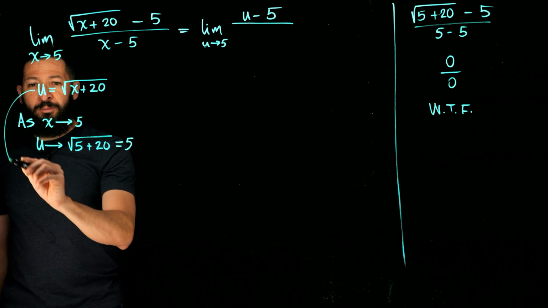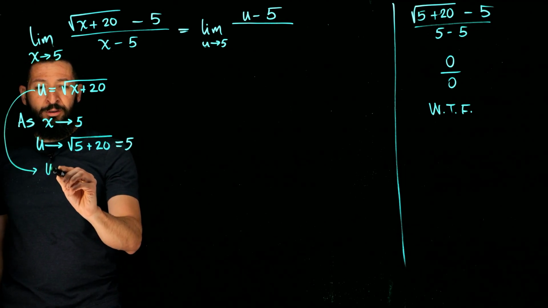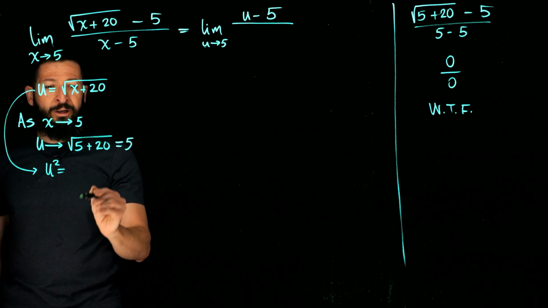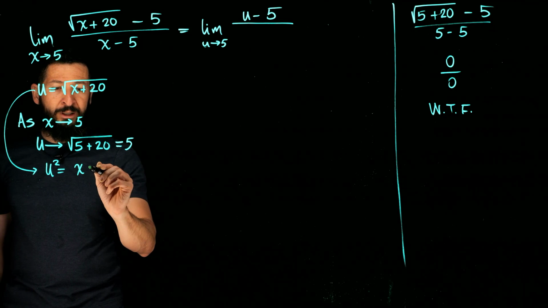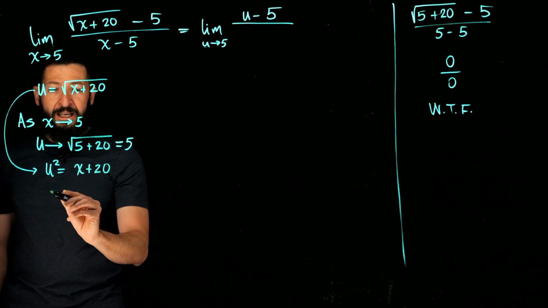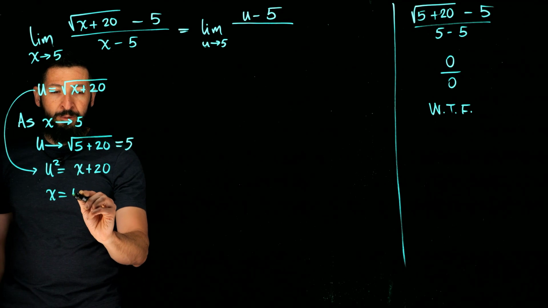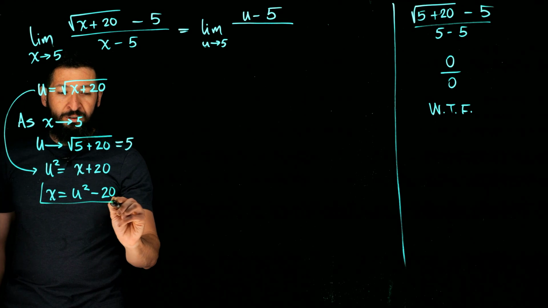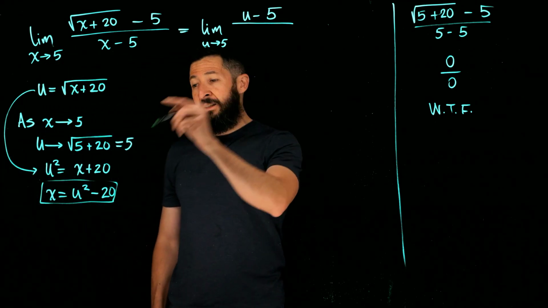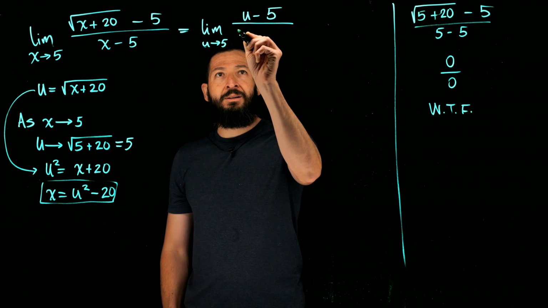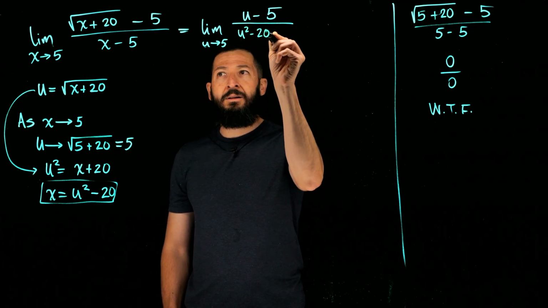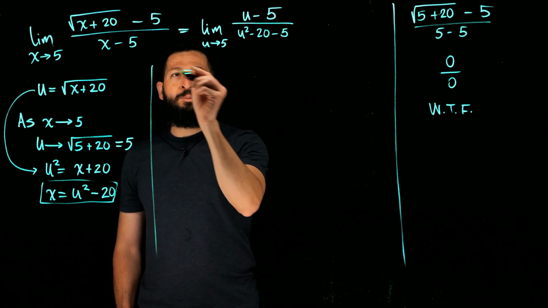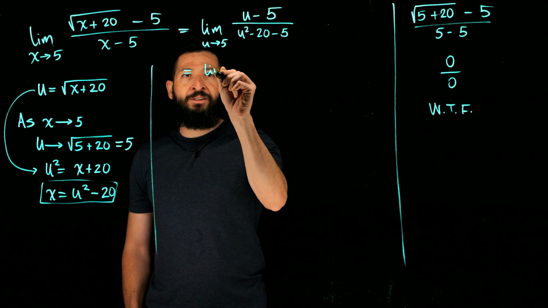What I'm going to do is from here, I'm going to do u squared is equal to the square root of x plus 20, the whole thing squared. The square root and the square cancel. And I get then that x is going to be equal to u squared minus 20, by subtracting 20 on both sides. Using that expression, I want to put it here in place of x. And I just transform my limit from something that had square roots to something that is very simple to deal with.